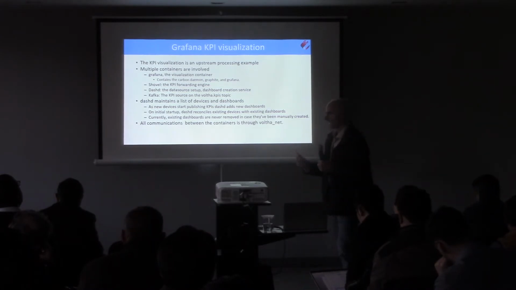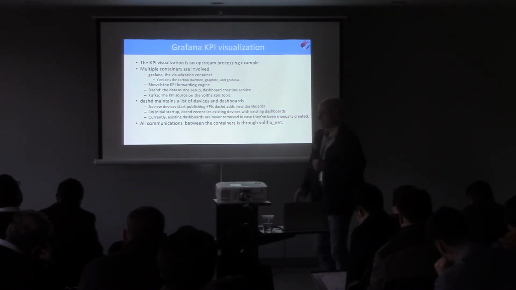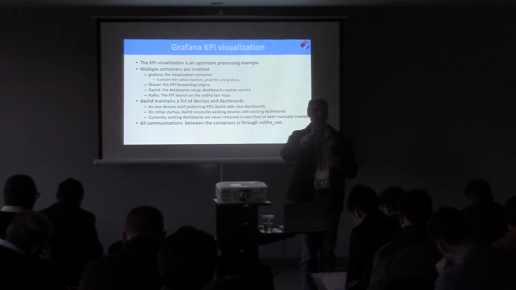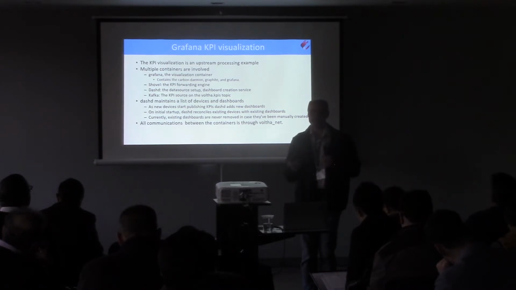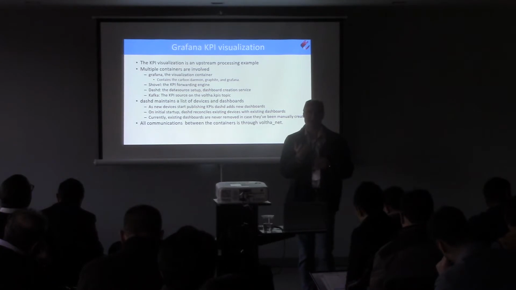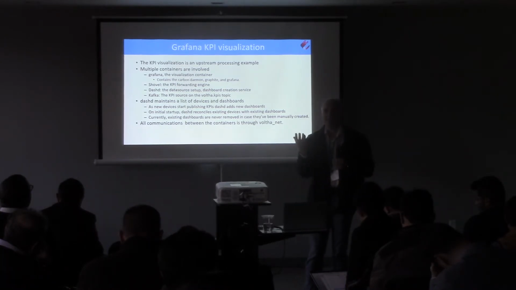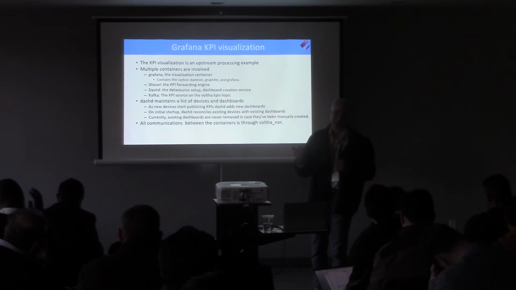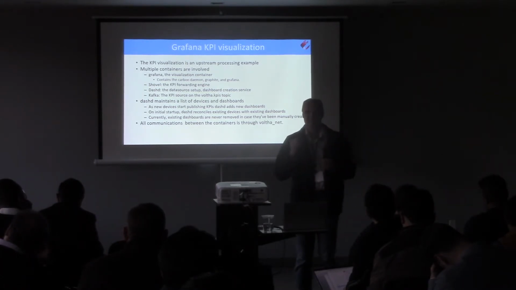be displayed. If -D crashes, when it comes back up again, the first thing it'll do is read all the dashboards that Grafana has and hold on to them. And as it's getting KPIs, it checks to make sure that that dashboard hasn't already been created. If it has, it doesn't bother doing anything. If a new KPI gets published for a device, then it will create a new dashboard.